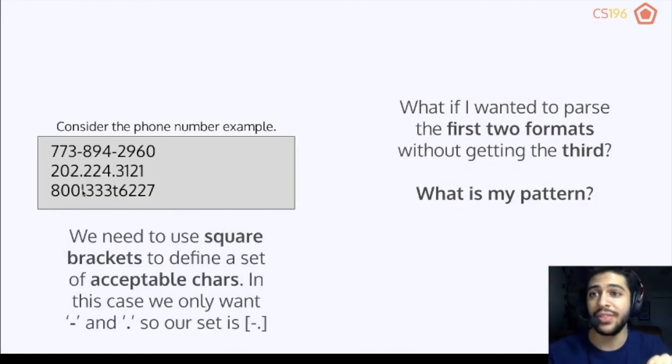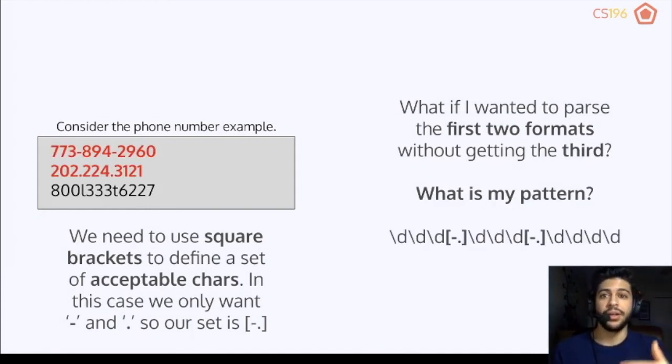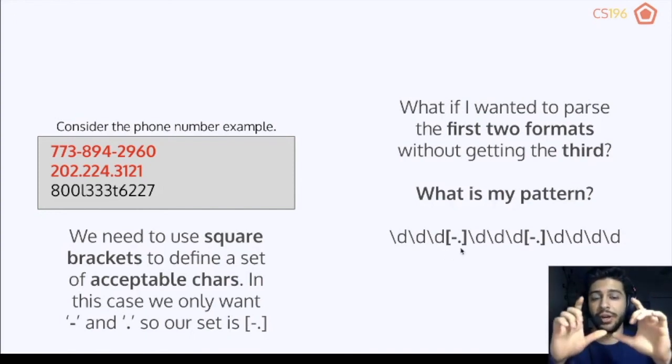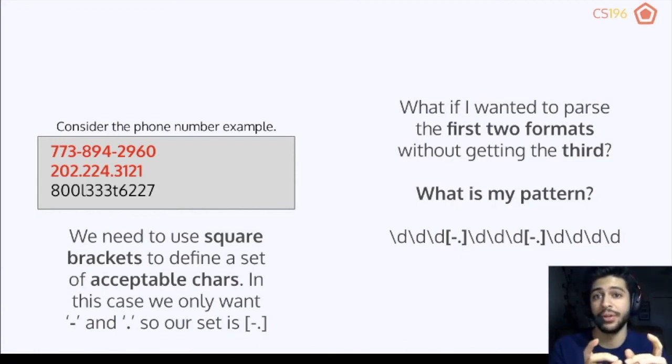Our pattern in this case is going to be using these square brackets. What these square brackets do is they essentially define a set of acceptable characters. So in this case, within that slot, we only want either a dash or a period to match these patterns. So our set, within those square brackets, is going to be either a dash or a period. So what is my pattern? It's going to be a digit, followed by a digit, followed by a digit, followed by this set of either a dash or a period, followed by a digit, and so on and so forth. This is basically our way of saying that within this slot, I only want a dash or a period, so the third one won't be captured.